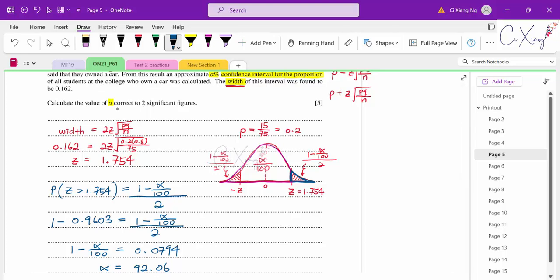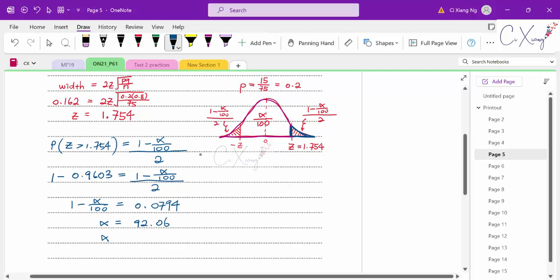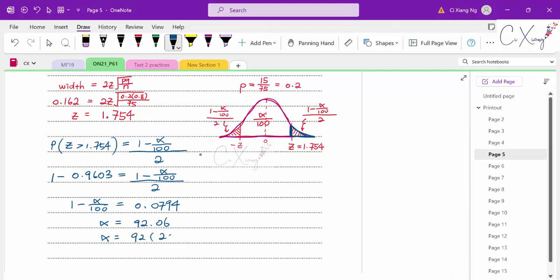Okay? And if you look at the question one more time, you can see that the question is asking for alpha correct to 2 significant figures. So my final answer for alpha should be 92 only, correct to 2 significant figures. So our alpha is actually 92%. Okay, so this is one way to get an answer.